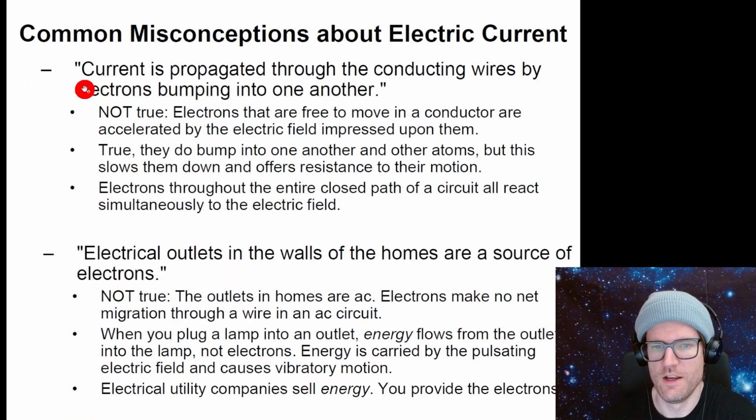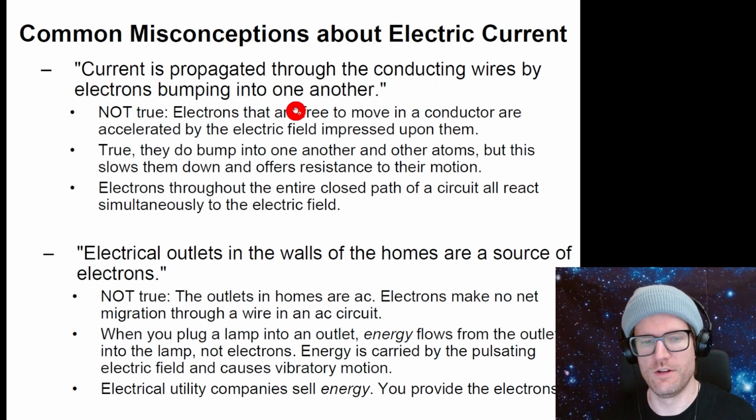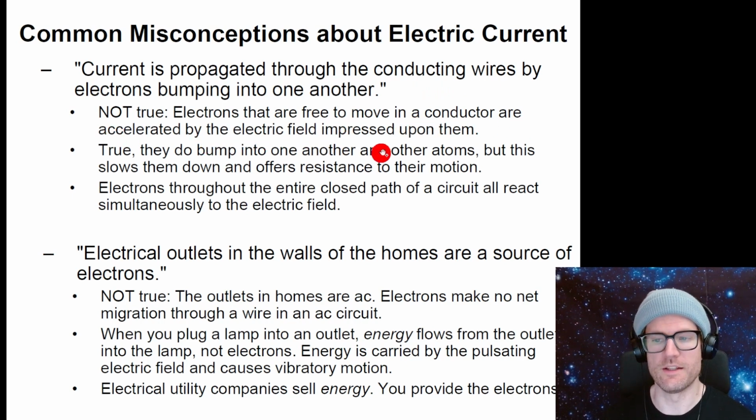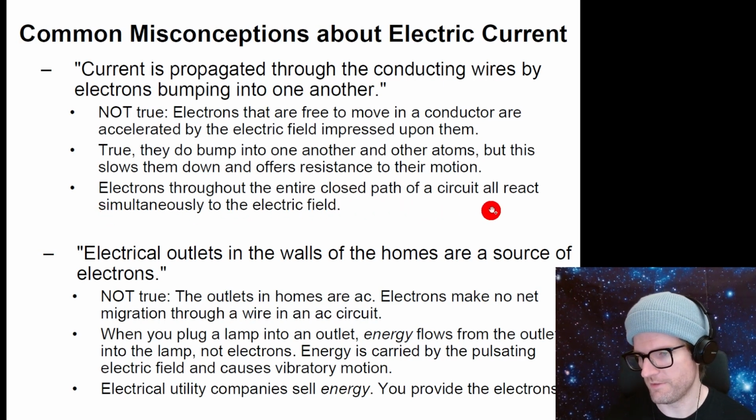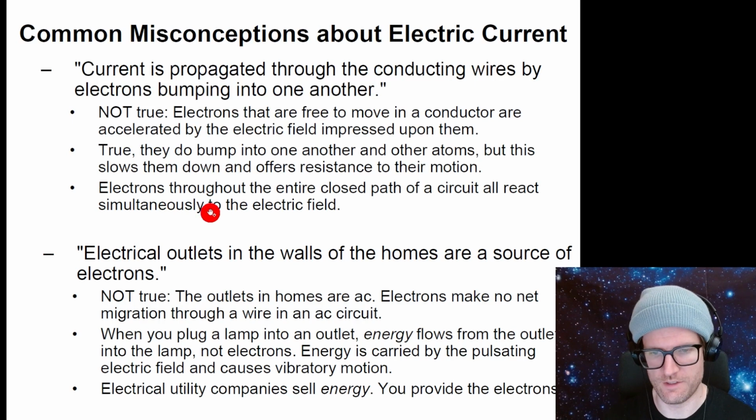Let's just read this. Current is propagated through the conducting wires by electrons bumping into one another. That's not true. Electrons are free to move in a conductor and are accelerated by the electric field impressed upon them. I like that. True, they do bump into one another and other atoms, but this slows them down and offers resistance to their motion. Electrons throughout the entire closed path of the circuit all react simultaneously to the electric field. That's true.